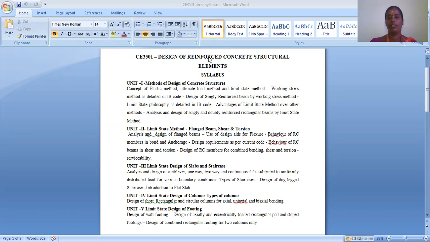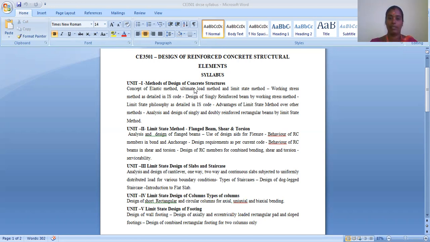Now concrete, what is it? Concrete is a mixture of coarse aggregate, fine aggregate, cement, and water. There are different types of concrete, based on the material we are using, and we can say grades of concrete. Before entering this subject unit, you should know these common things.